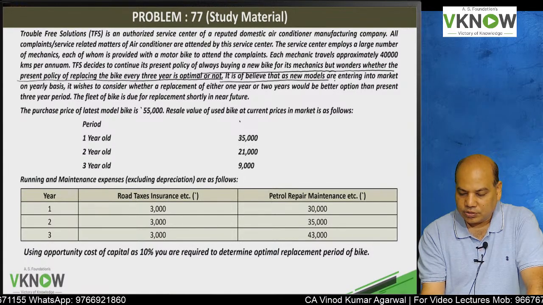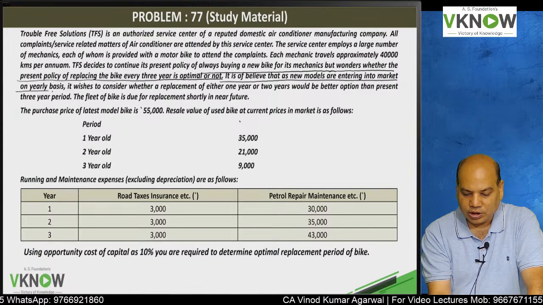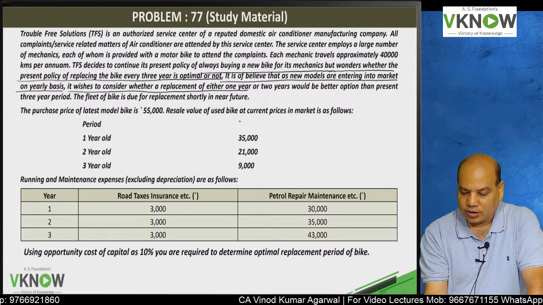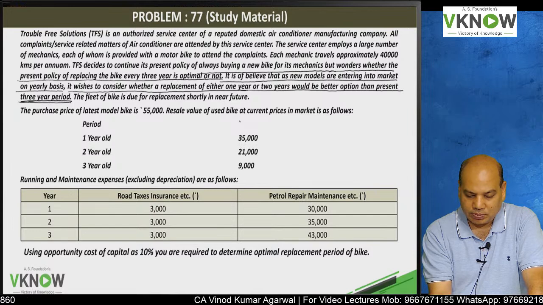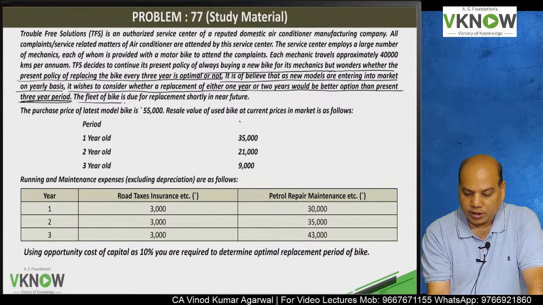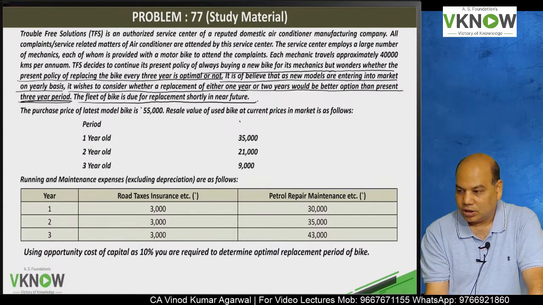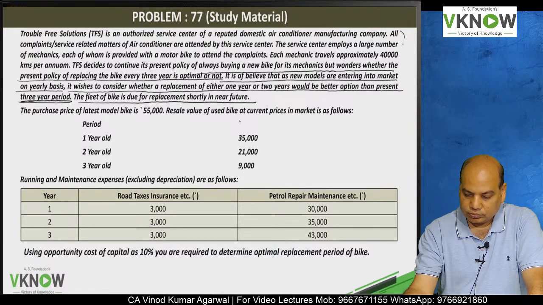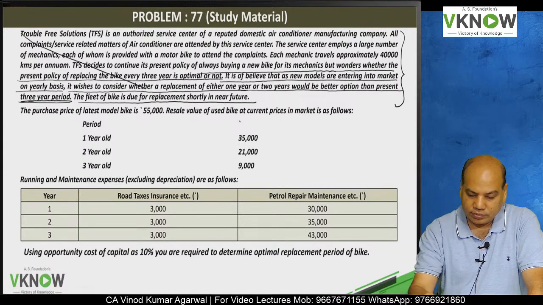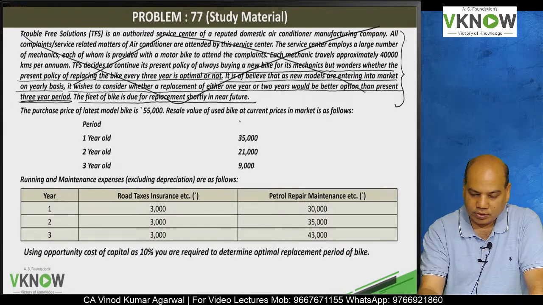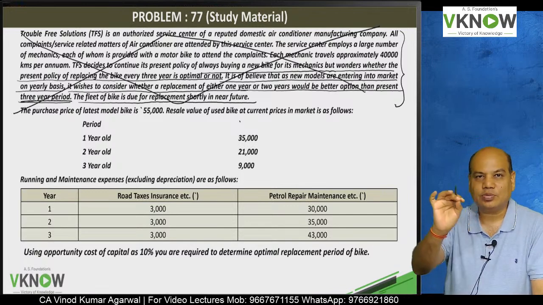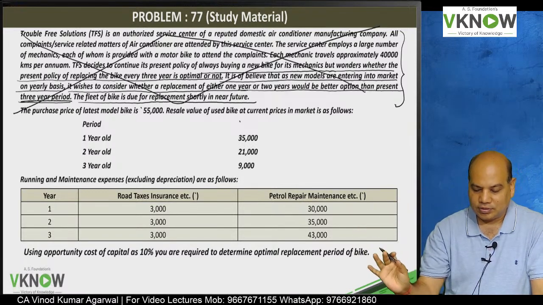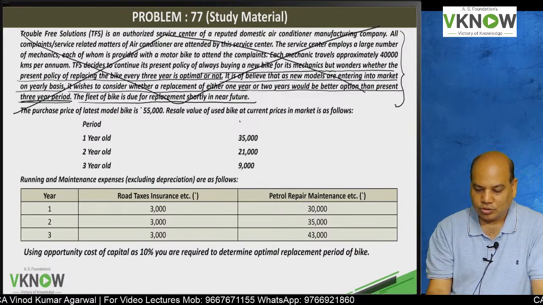It believes that as new models are entering the market on a yearly basis, it wishes to consider whether a replacement of either 1 year or 2 years would be a better option than the present 3-year period. The fleet of bikes is due for replacement shortly. This whole big paragraph is useless for solving the problem. They could have simply written calculate optimum replacement cycle. Okay, but they have created a long story behind it.